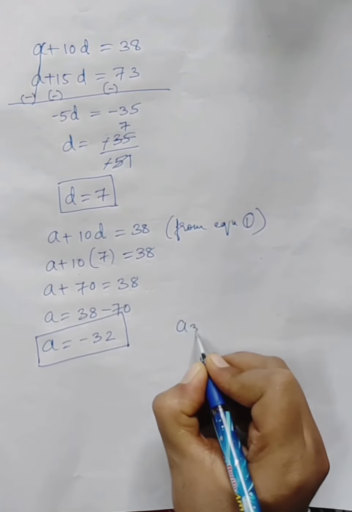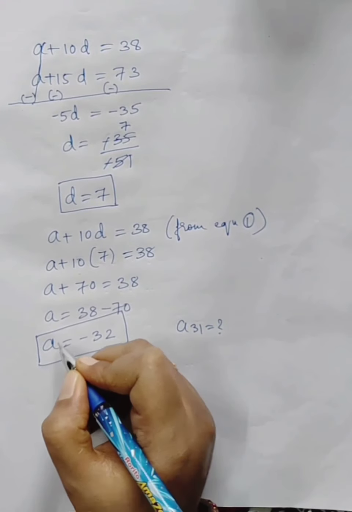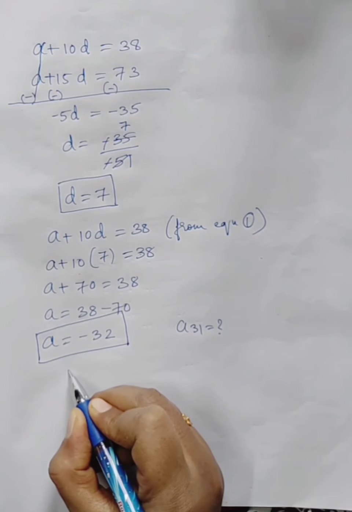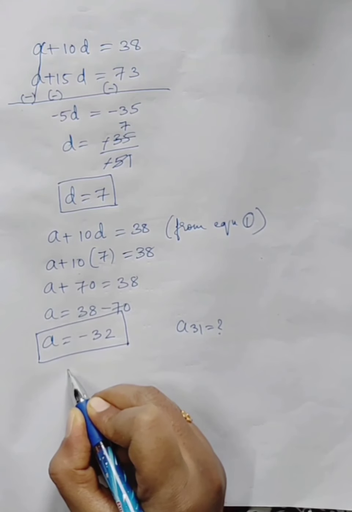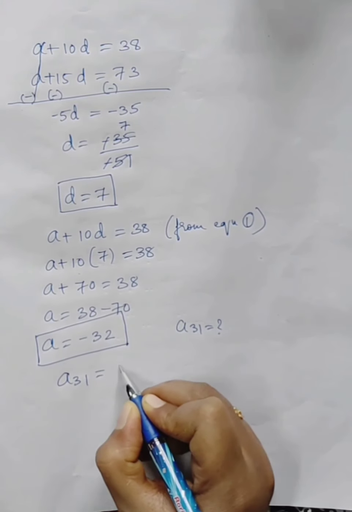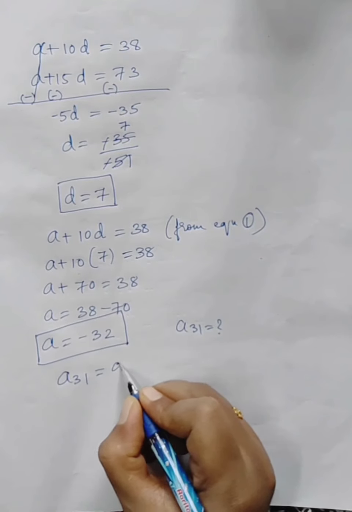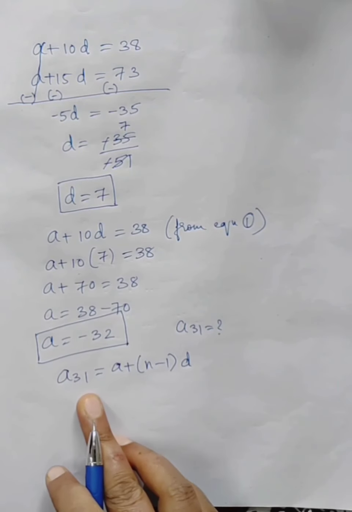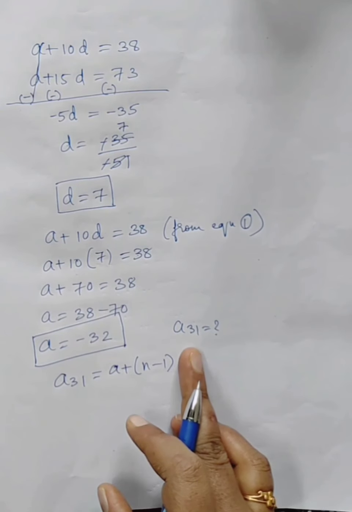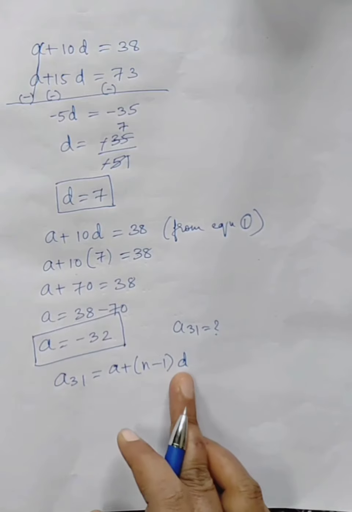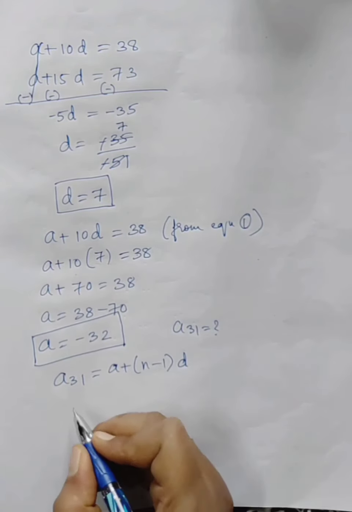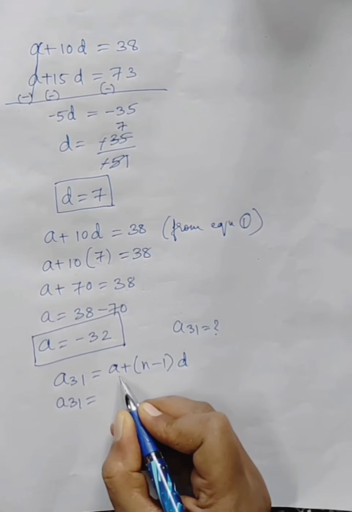We need to find A31. Okay, so how are we going to find it? See, apply the same formula, that is An is equal to A plus n minus 1 into D. I am going to write it directly. A31 is equal to A plus n minus 1 into D. In place of n I am going to substitute 31, and D as usual.